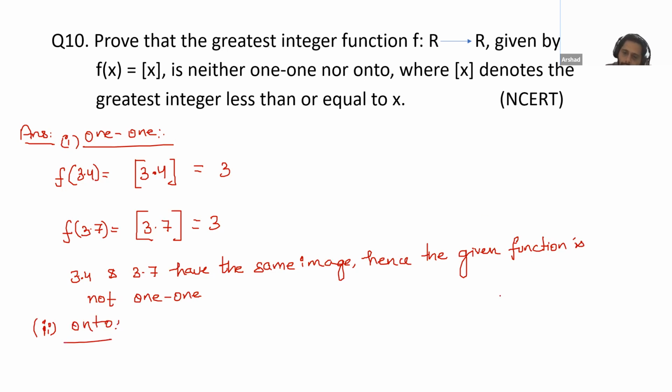For onto, I will draw the arrow diagram. You can get the hint from here. Okay, so please tell me the values which are present in the second set which do not have their pre-images. Please try to find out the values in the second set which do not have their pre-images.